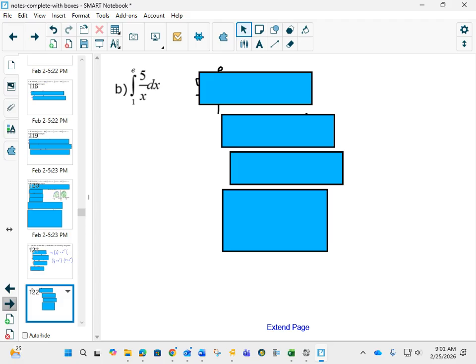Now, the integral of 1 over x is natural log of x. This has a 5 in there, so sometimes pulling that 5 out in front really helps you see the 1 over x.